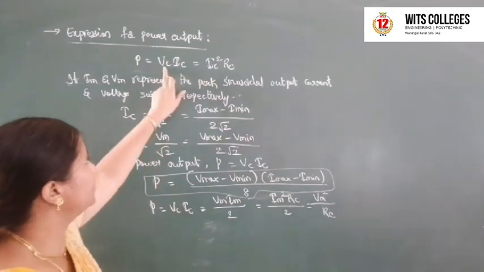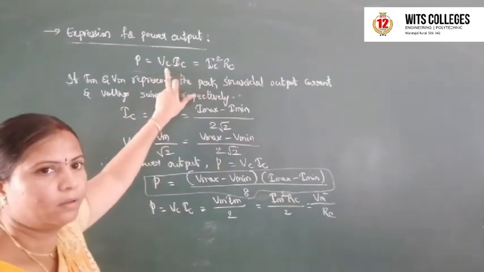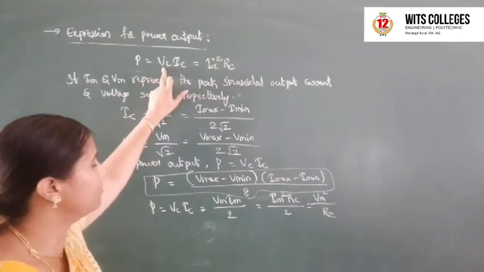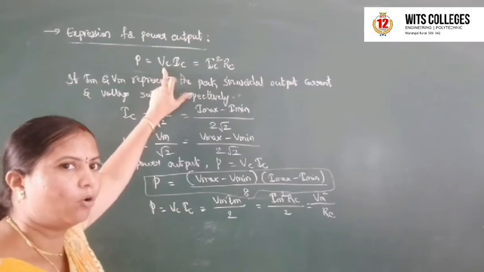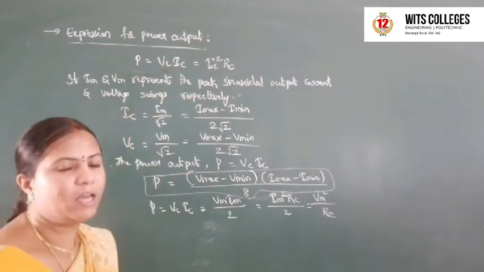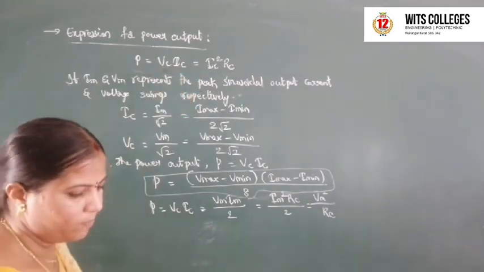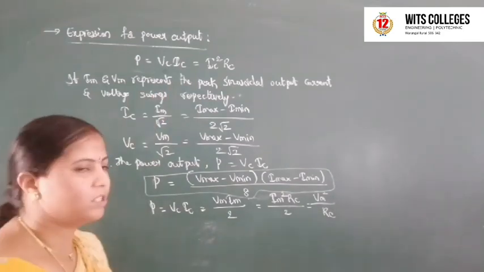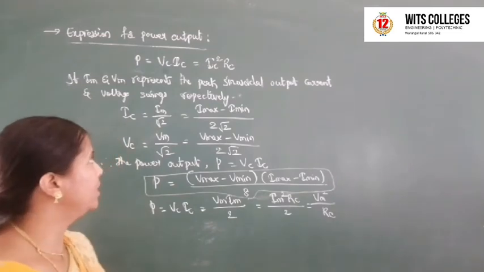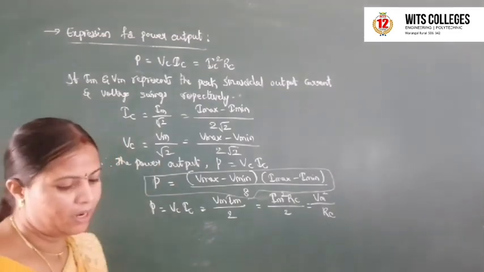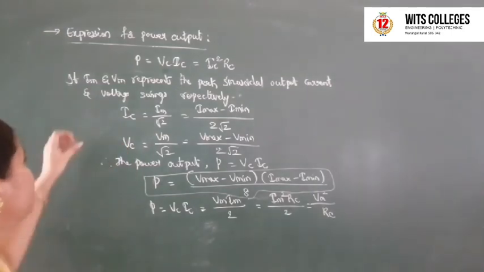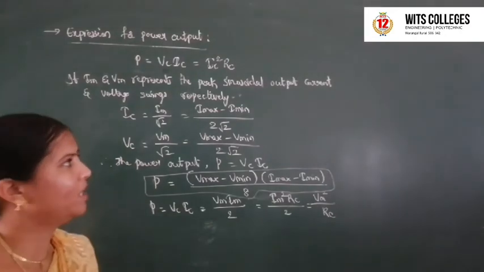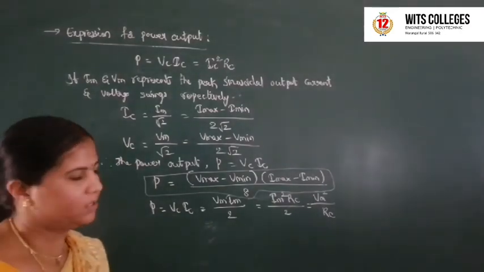Here, what is VC? VC is the resistive load voltage, and IC is the collector current or resistive load current. You can name IC as the RMS value of the output current, and VC as the RMS value of the output voltage. P is the output power. IM and VM represent the peak sinusoidal output current and output voltage swings respectively.